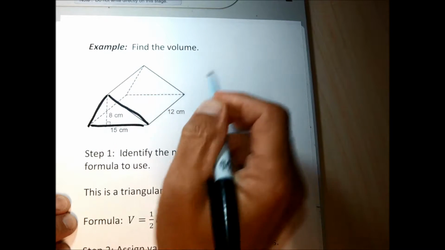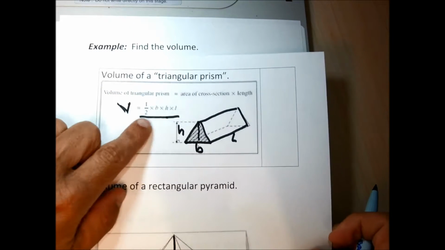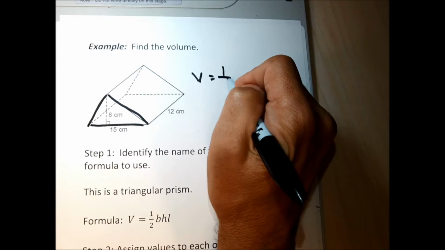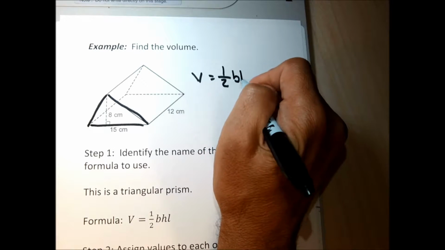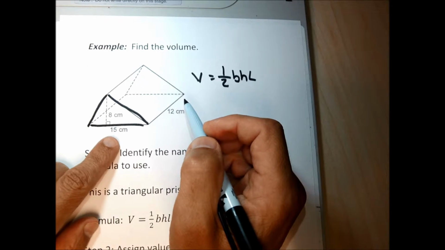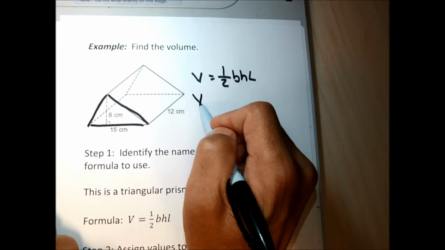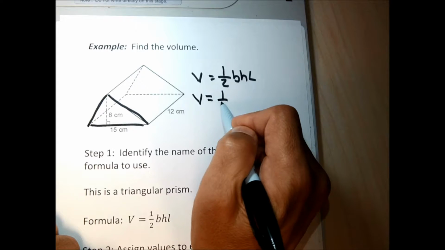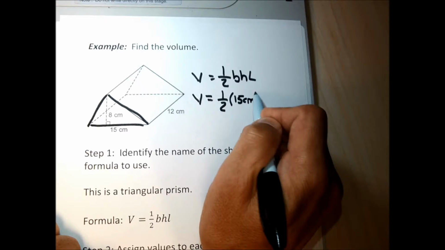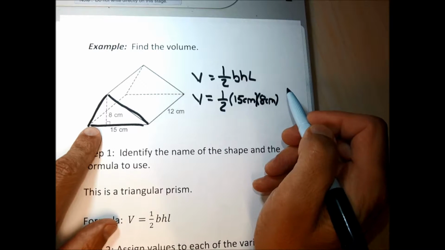To find the volume of a triangular prism, we have the formula volume equals half the base times the height times the length. The base and the height come from the triangle, and you can see them really clear here. The 15 is going to be the base, the 8 is going to be the height of the triangle. So this first part, half of 15 centimeters times 8 centimeters, that's the area of one of the cross sections, or the area of the base.